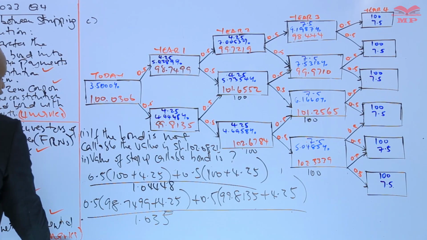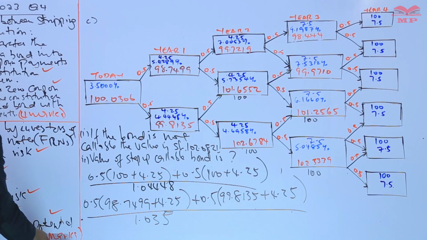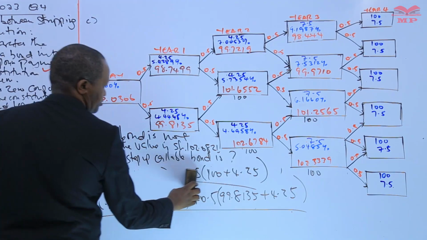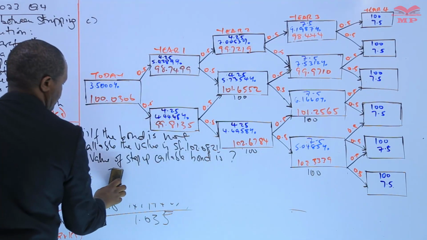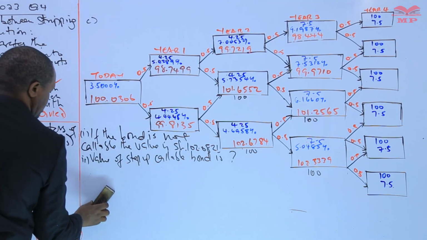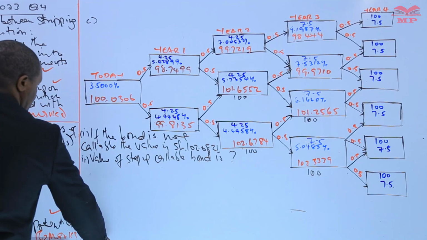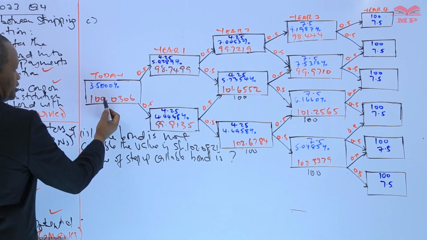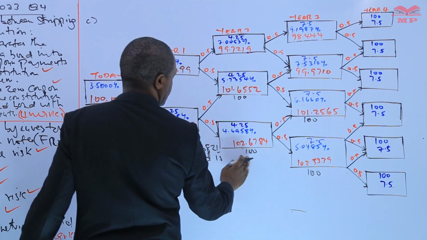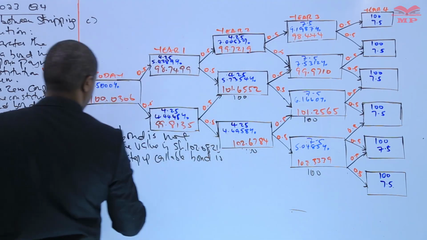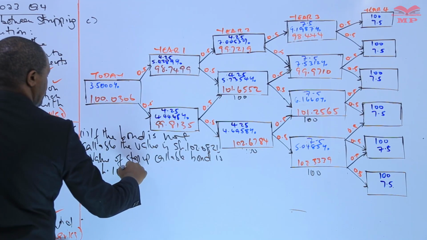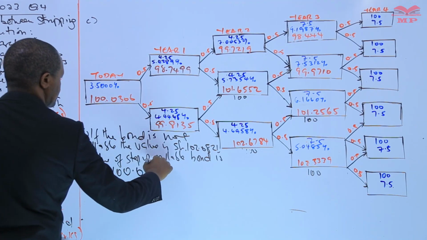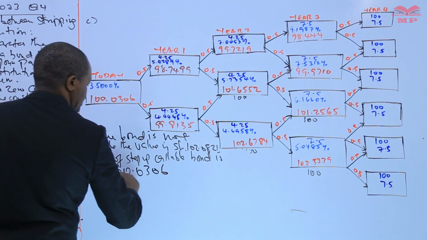That is the value of the step-up callable bond. The value of the step-up callable bond is shillings 100.0306 cents.